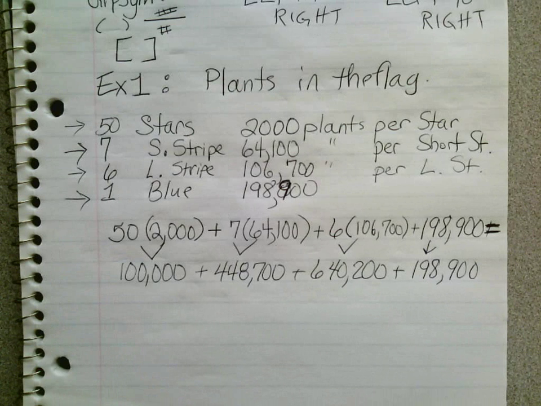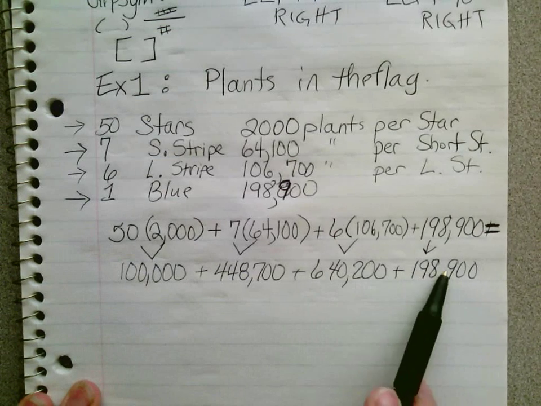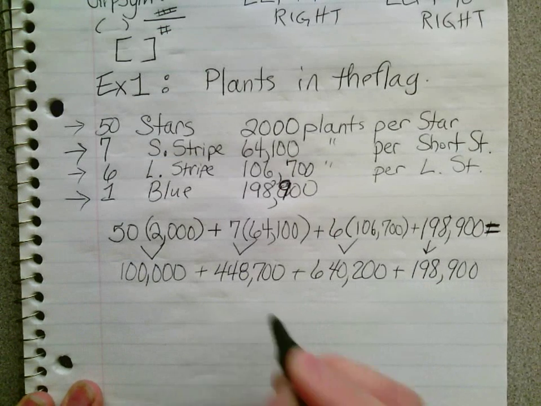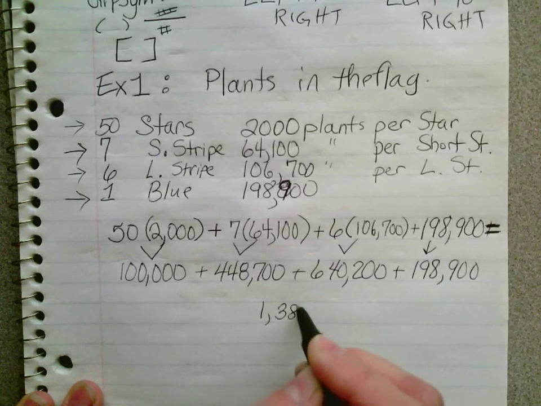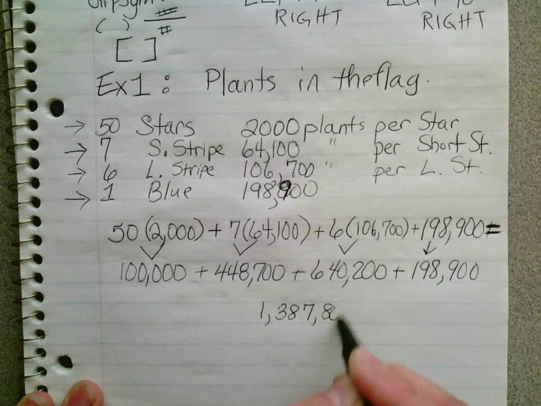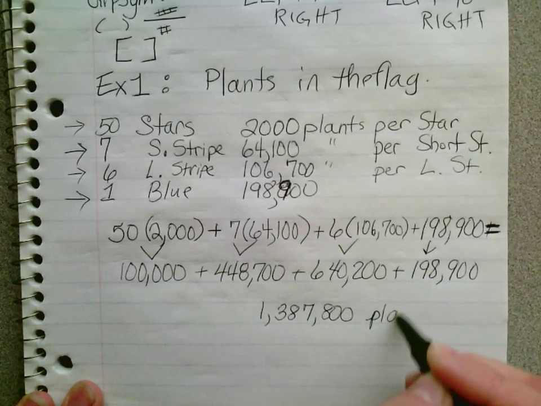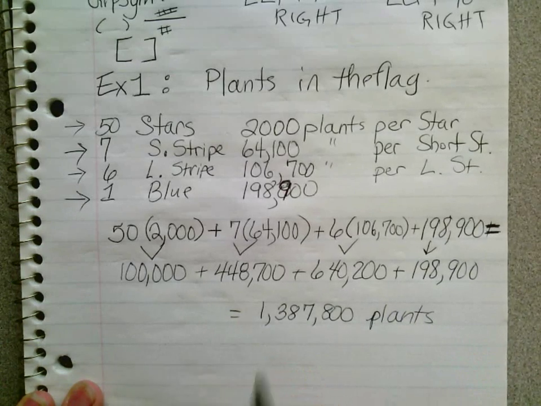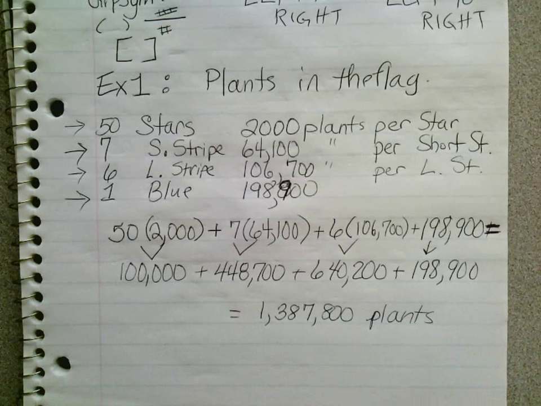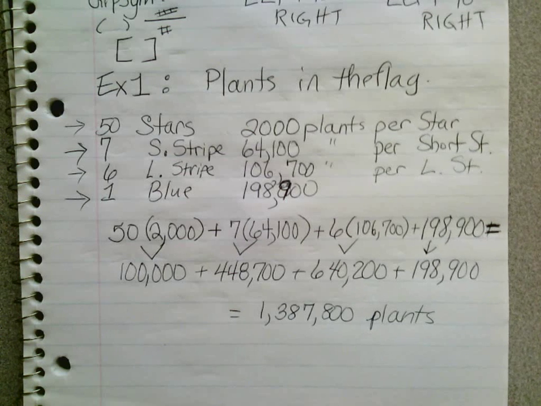Throw all those numbers into your calculator next, because the next step is to add and subtract from left to right. So if you plug all this into your calculator, you're going to end up with 1,387,800 plants utilized in this particular display. Okay? And it's kind of cool. If you look at it, you can see the houses in the background. I mean, the houses are tiny. This flag is way, way huge. Multiple football fields, I would say.